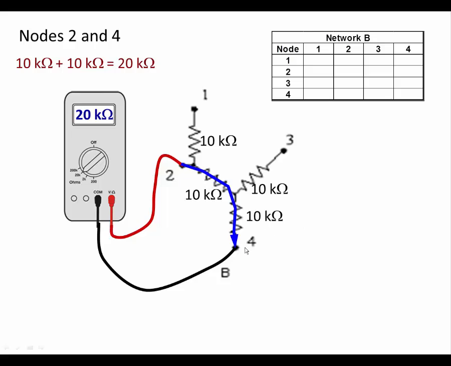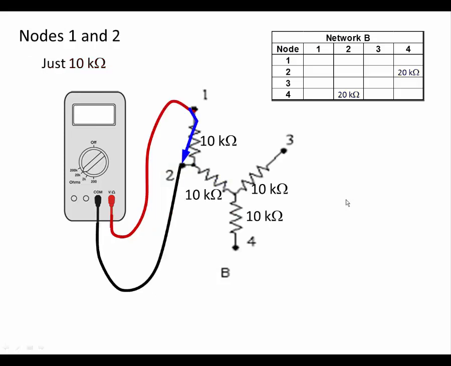So having made this measurement between nodes 2 and 4, we can now enter 20 kiloohms into the terminal 2, terminal 4 box in the matrix table. And of course there are 2 such boxes because each node is represented by a row and a column.